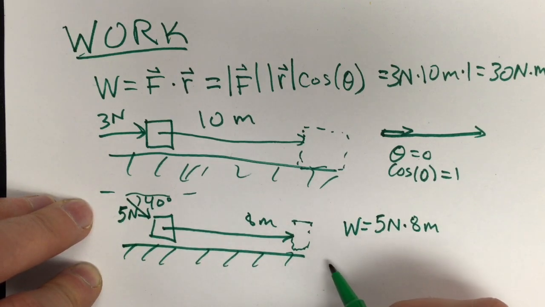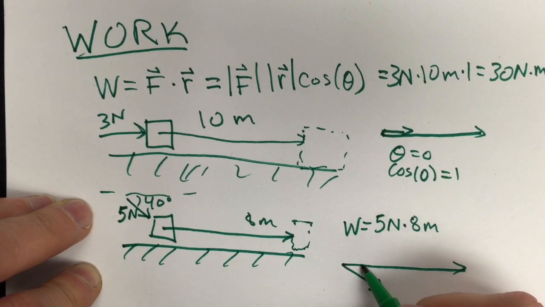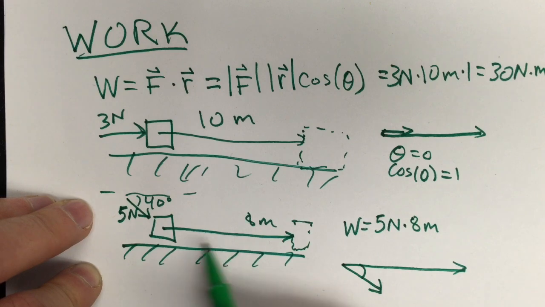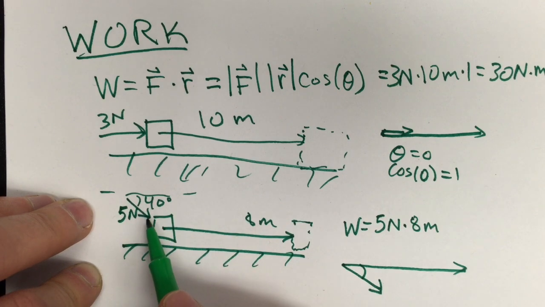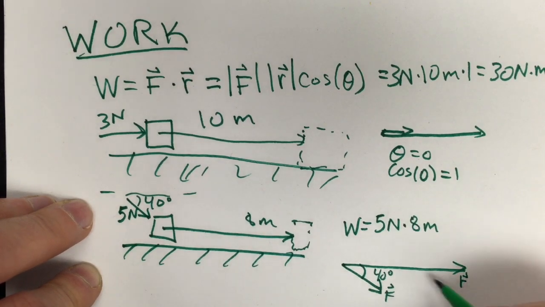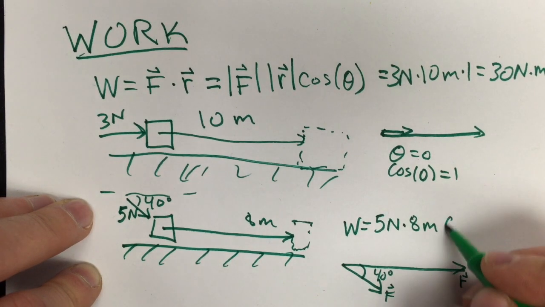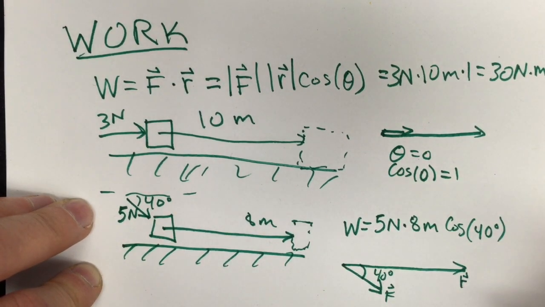So again, draw them tail to tail. So we have displacement vector, have the force vector, and the angle between them is just 40 degrees because this one is along the horizontal. So just like this was 40 from the horizontal, this will be 40 degrees between the force vector and the displacement vector. So that's times cosine of 40. So that's work, and I hope it's helpful.